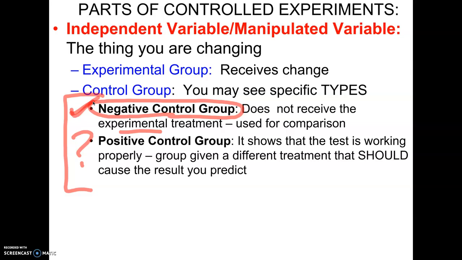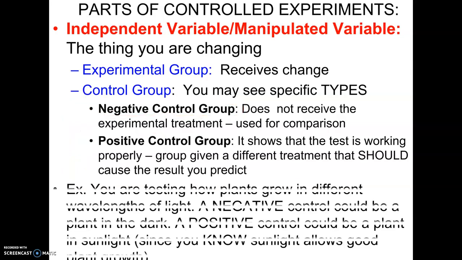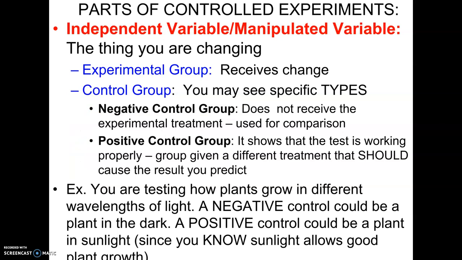But here's another experiment where a positive control group does make sense. So let's say we were testing plants. And I mentioned this experiment before, and you wanted to know what wavelength of light made plants grow the best. So we're going to put plants under red light, yellow light, green light, blue light, and we're going to measure how tall they are. A negative control group would be a plant in the dark because it's not receiving light at all. So we're taking away the variable.